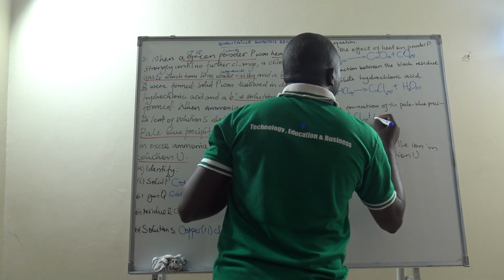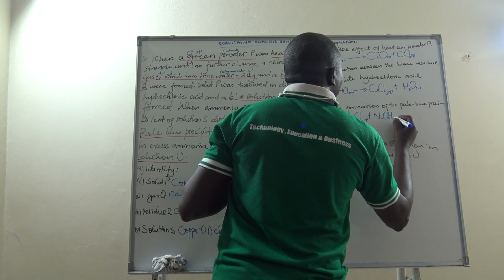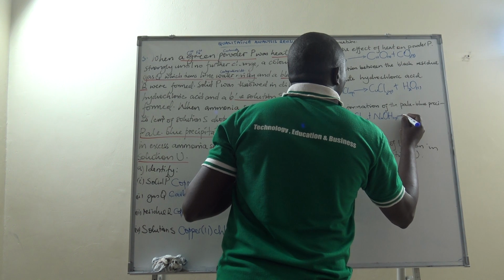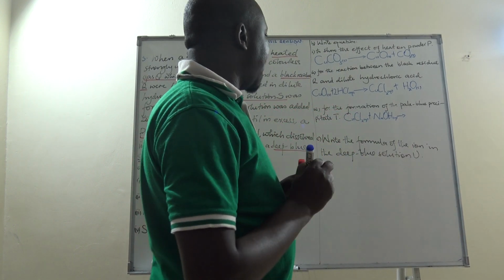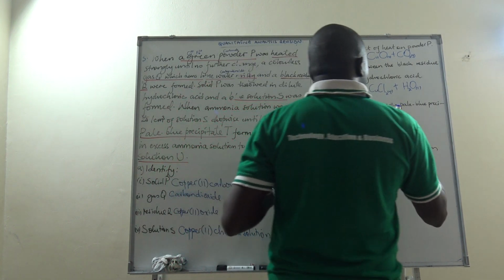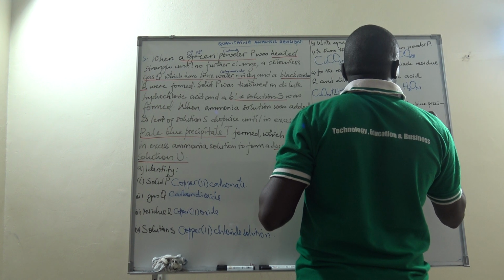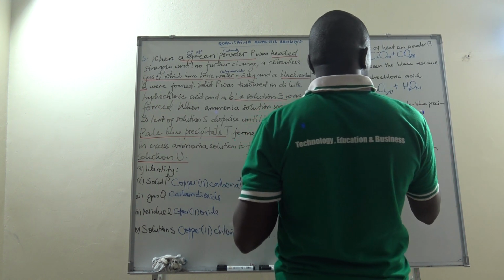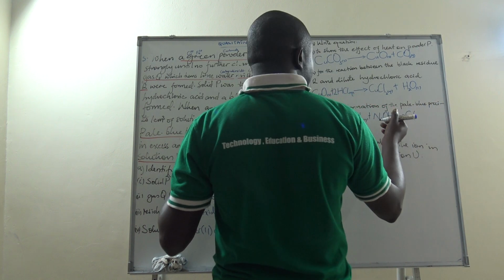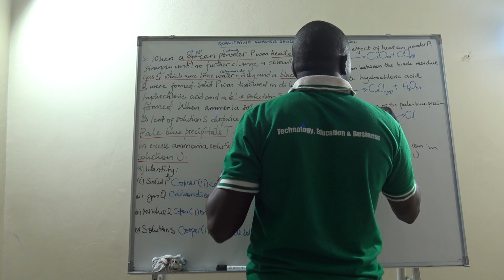and our reagent, which is sodium hydroxide solution. So let us see what takes place here. We shall have exchange of ions, whereby the copper 2 ion will come and pick the hydroxide ion, and we get copper 2 hydroxide, which is our, in this case, the pale blue precipitate formed as a result of, it is not sodium hydroxide, but the ammonia solution, which is ammonium hydroxide.